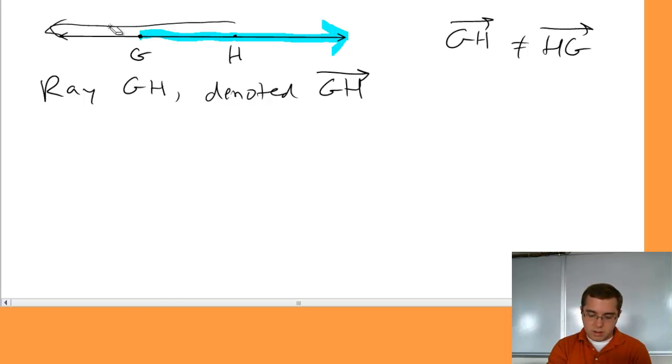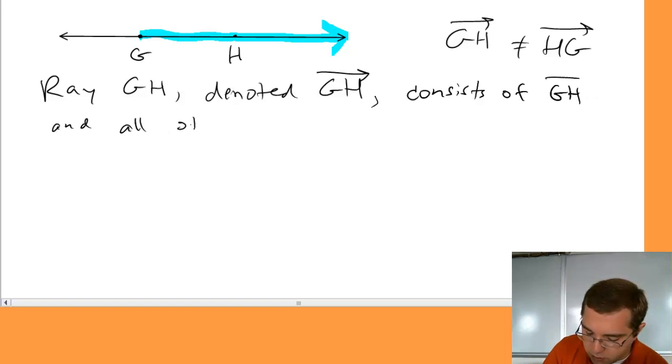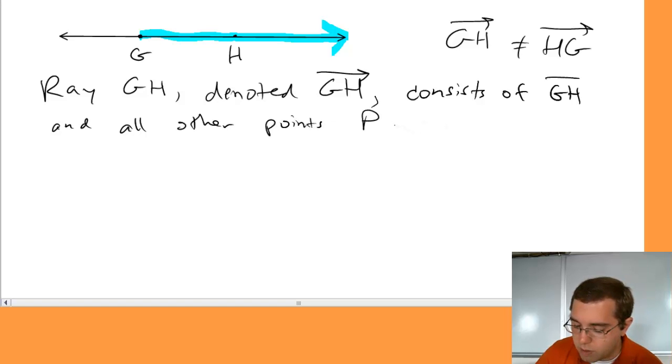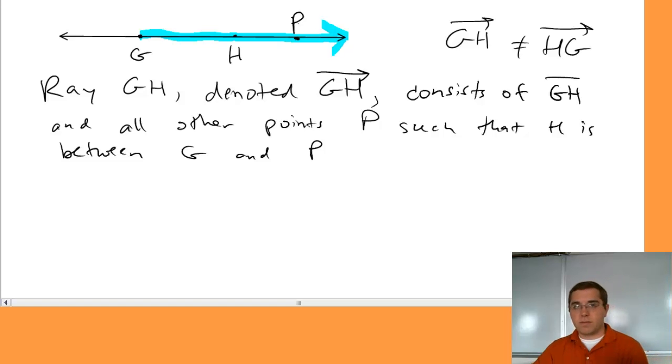We always, or generally, write the endpoint of the ray first, and then the other point that we're using to define it to the right of it. So G is the endpoint, so it's defined first. Ray GH, denoted capital G, capital H, with a bar and one arrow pointing towards H, consists of segment GH, we just defined what that is, and all other points P such that H is between G and P. So what we're saying is P could be anything to the right of H. I want all of those points where H is between G and P. So it's an infinite chunk of that line.